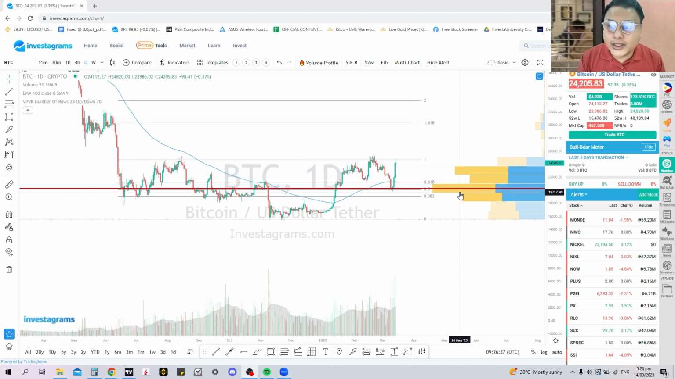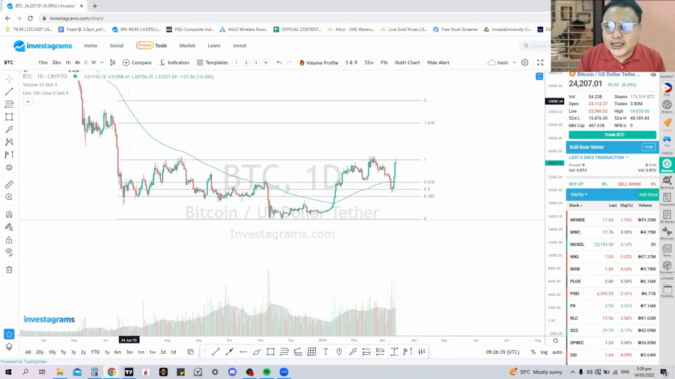Okay, try naman natin with another method. So, tanggalin natin tong built-in volume profile.